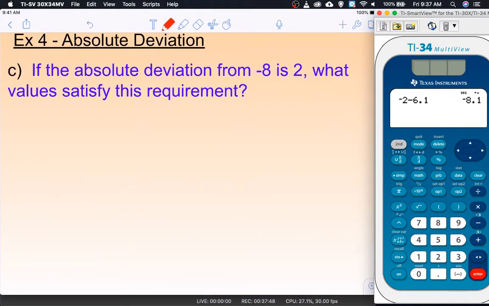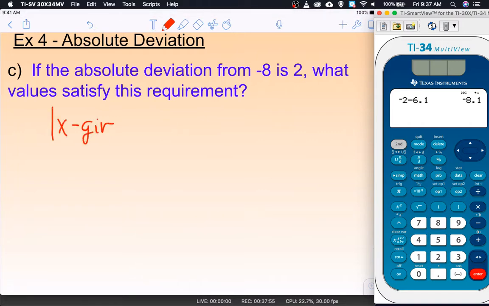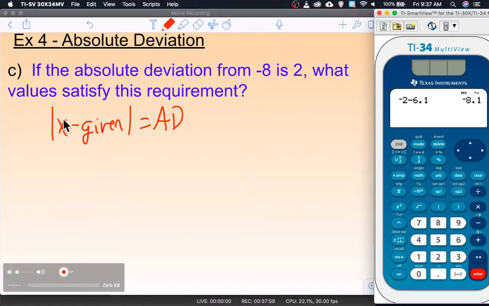Okay, letter C. I want you to do this using the formula way. In fact, I'll write down the formula for you. X minus the given number equals absolute deviation. So there's your formula. Okay, I want you to do this. Now you can check using the little number line graph thing. Okay, so pause the video, go ahead and do this right now. When you're ready to continue, hit play, and we'll go through it together.